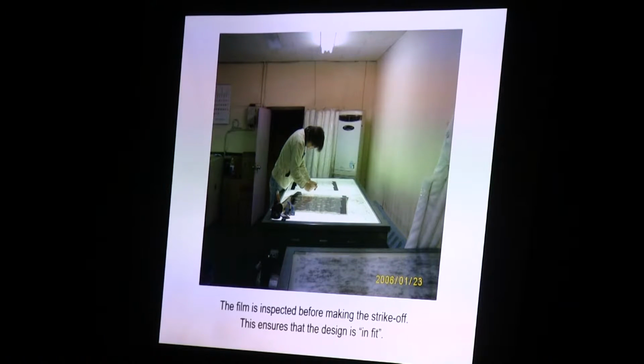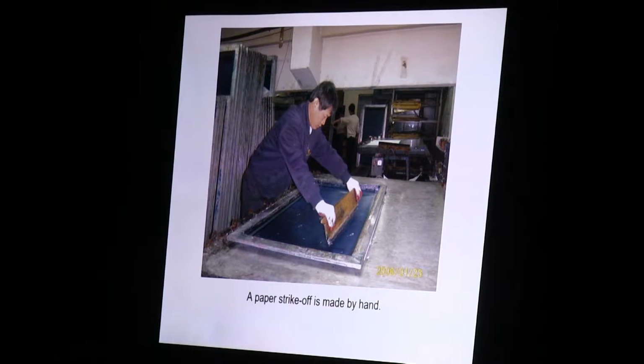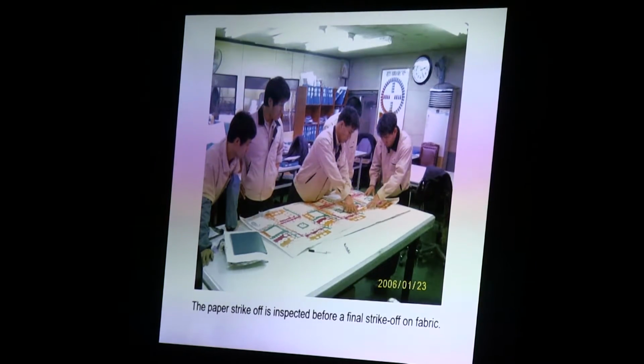Next, the film is inspected before making the strike-off. This ensures that the design is in fit. A paper strike-off is made by hand, and then the paper strike-off is inspected before they do a final strike-off on the fabric.